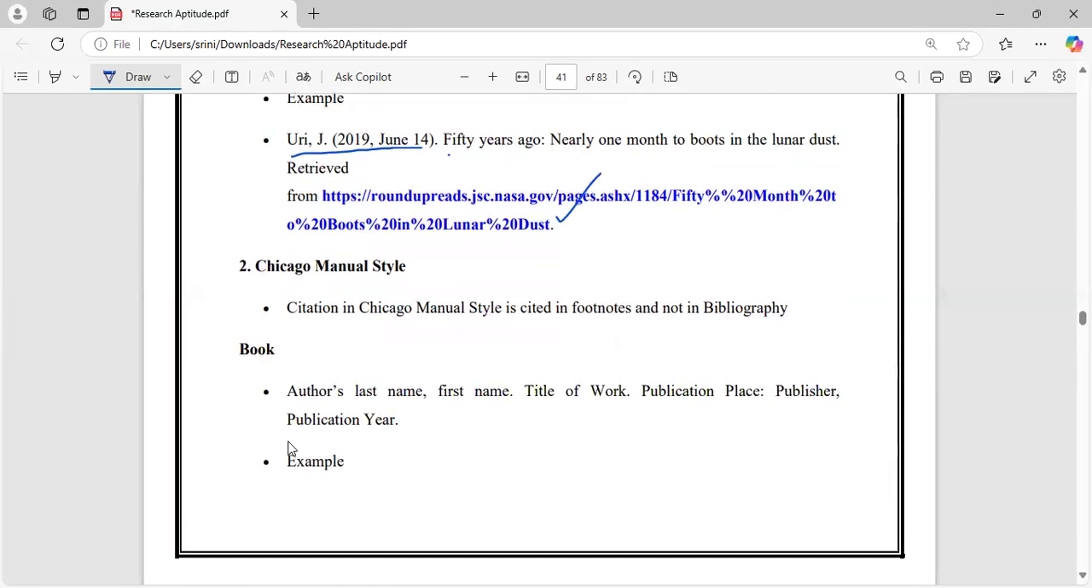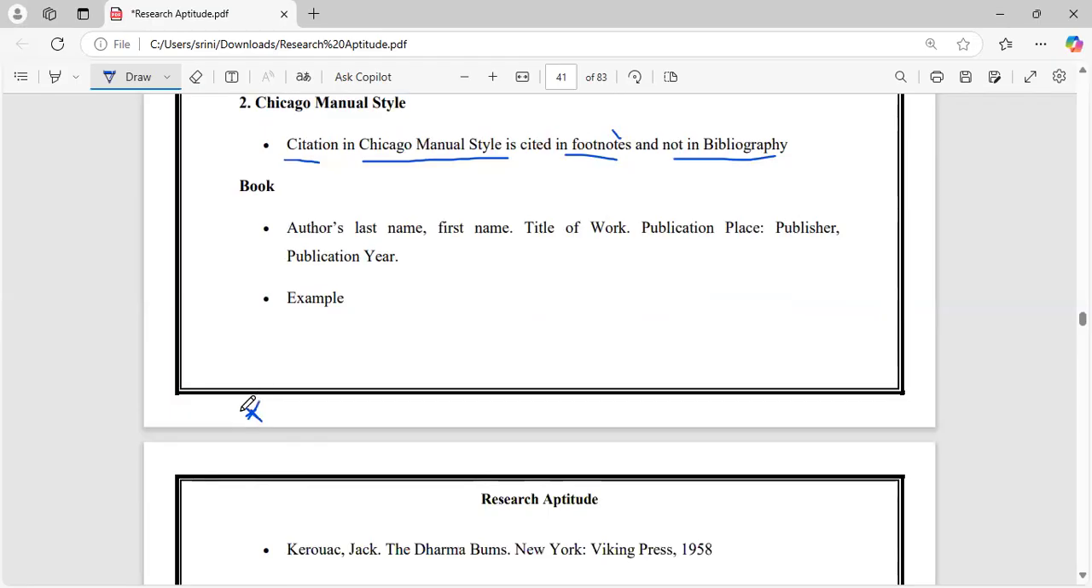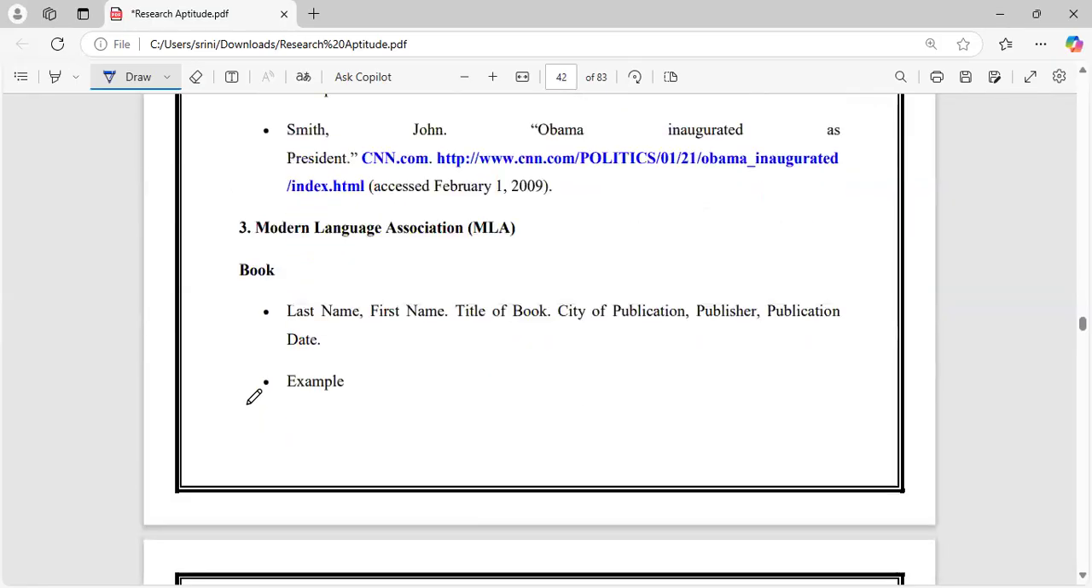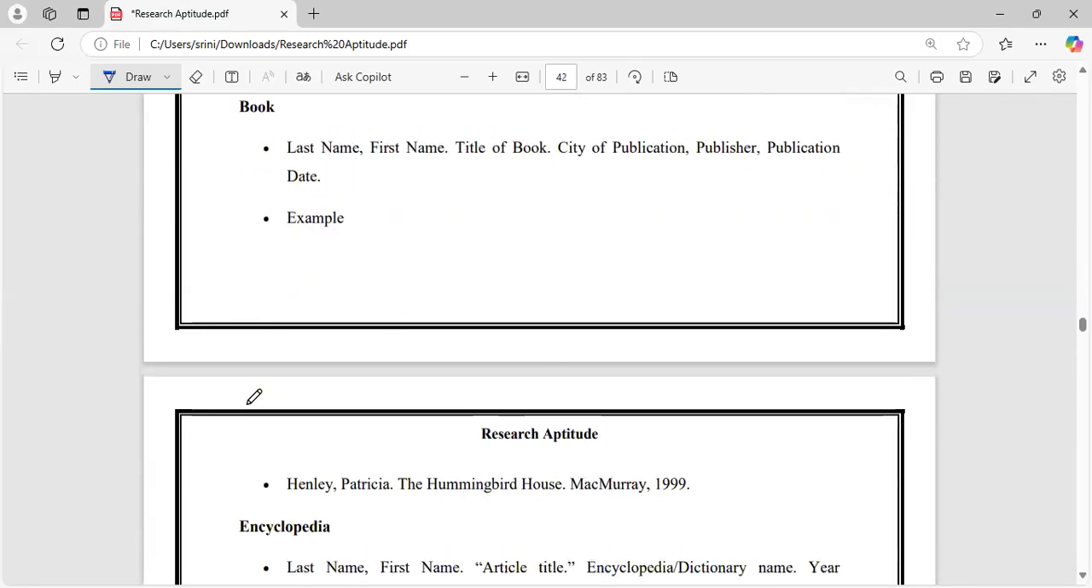Then Chicago manual style. We saw APA, MLA style, then Chicago manual style. Citation in Chicago manual style is cited in footnotes and not in the bibliography. Then encyclopedia we have seen, newspaper, websites we have seen. Then MLA, Modern Language Association method: name of the author, and then title of the book, city of publication, and then publication date.